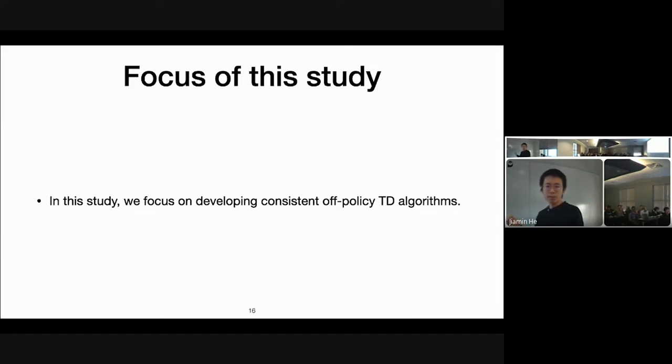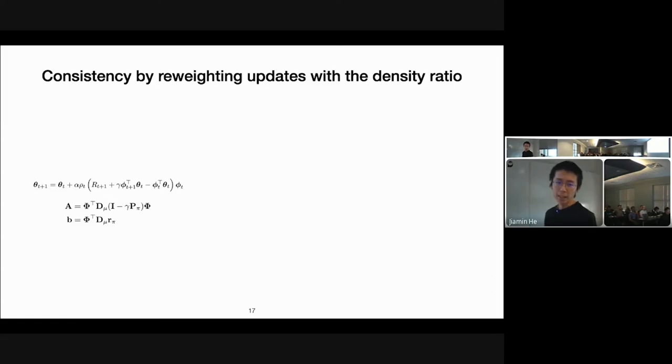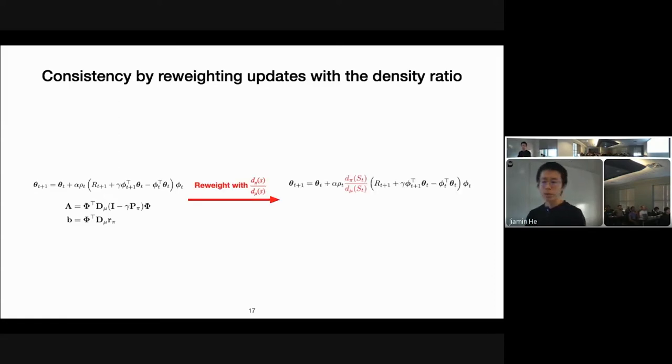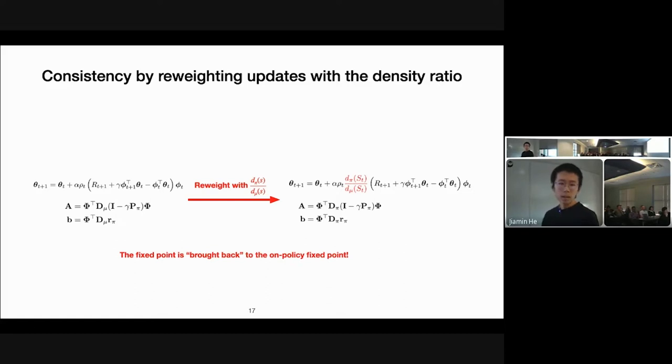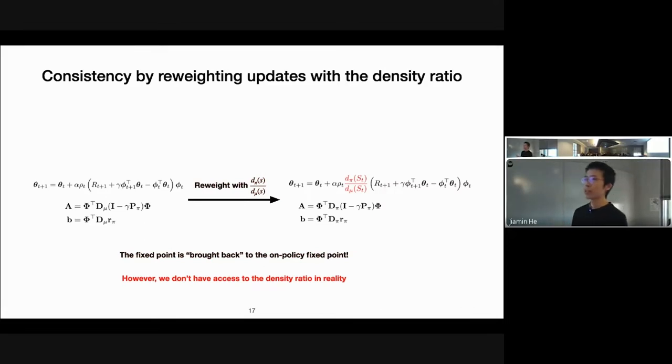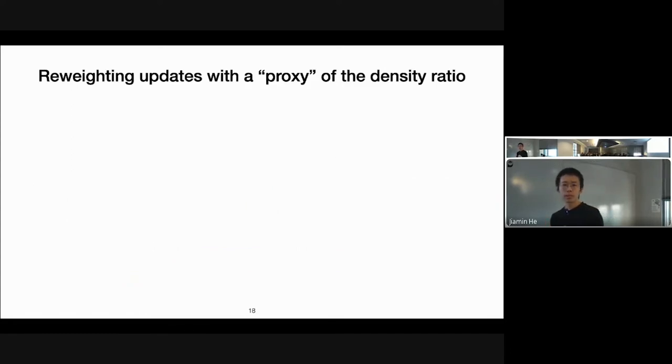So we shall move on. Our goal is to develop consistent off-policy TD algorithms, and there are many ways to do that, but most of them come from the idea of reweighting the update with the density ratio, which is the stationary probability under the target policy divided by that under the behavior policy. If we reweight the off-policy TD update with this density ratio, the fixed point is literally brought back to the on-policy case. This is the intuitive idea: if we reweight the update, we can have the on-policy fixed point. However, in reality, we don't have access to this density ratio.